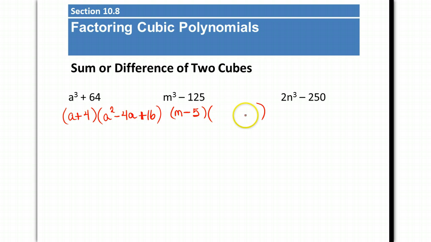Now to fill out the trinomial, square the first. What's 5 squared? Positive 25 on the last. And what goes in the middle? Plus 5m. If it's a difference of two cubes, then it has to be plus in the middle term there.